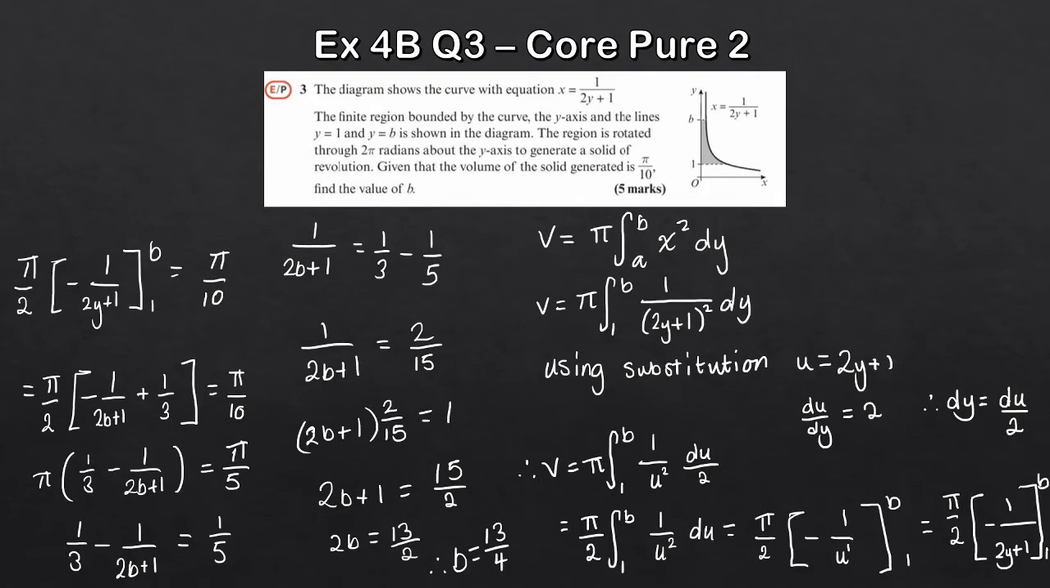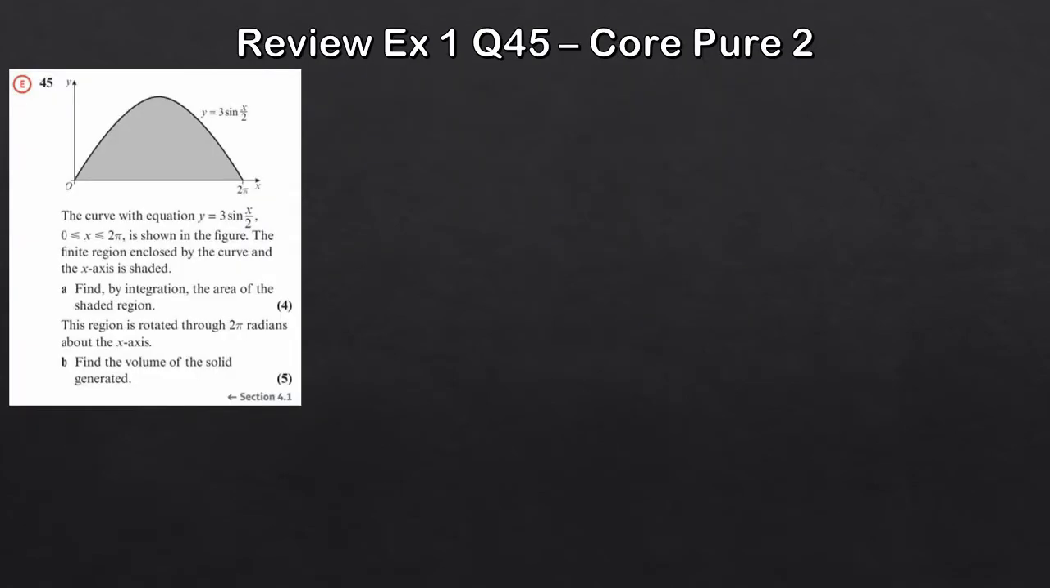So moving on to the final question now. Let's see what we've got. We've got review exercise 1, question 45. We've got a curve with this equation, y equals 3 sine x over 2. So there are 2 parts to it. First, find the area of the shaded region, and then part B, we're going to find the volume of the solid.